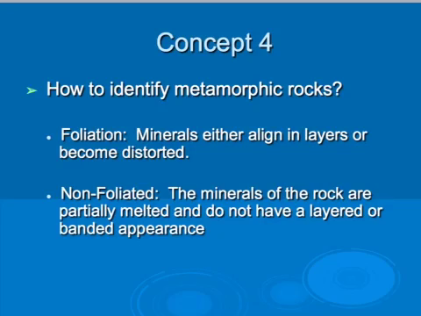How to identify metamorphic rocks? There's either foliation or they're non-foliated. Foliation means that the minerals are either going to be aligned in layers or become distorted, like banding. Non-foliated is basically the minerals are melted, partially melted that is, and then you're going to see them with a non-distinct pattern, something like marble or quartzite.